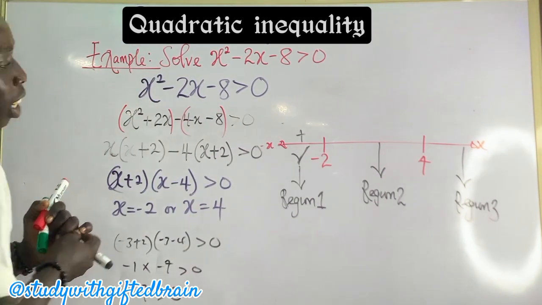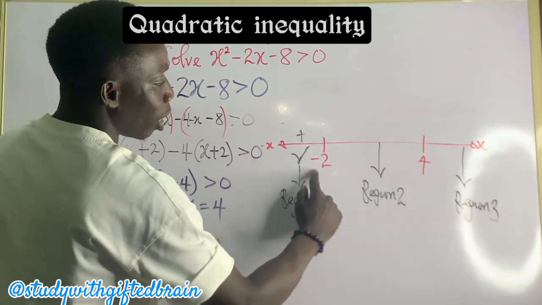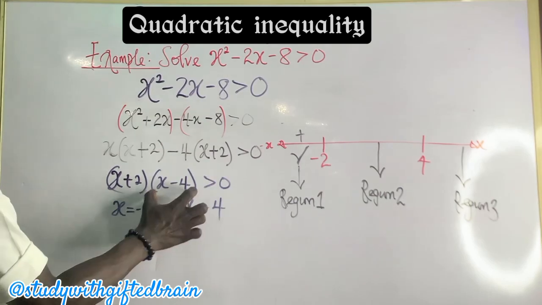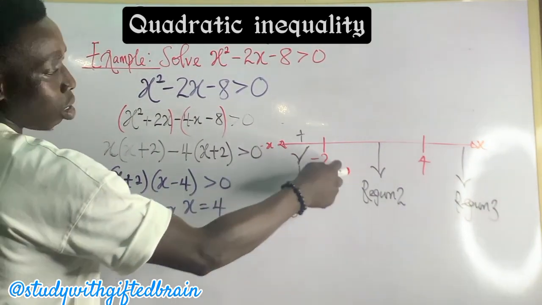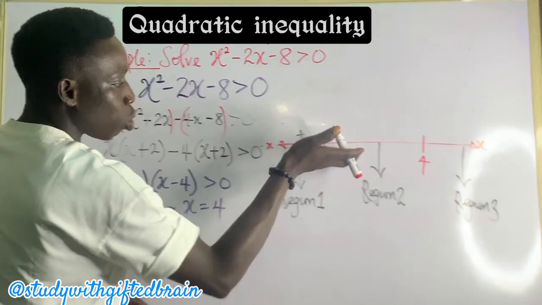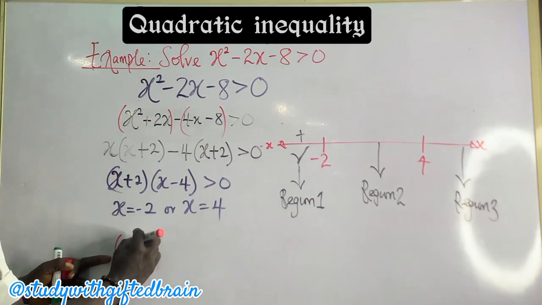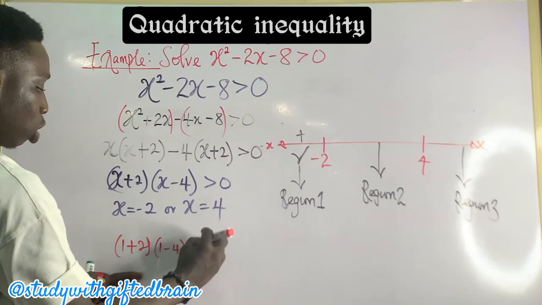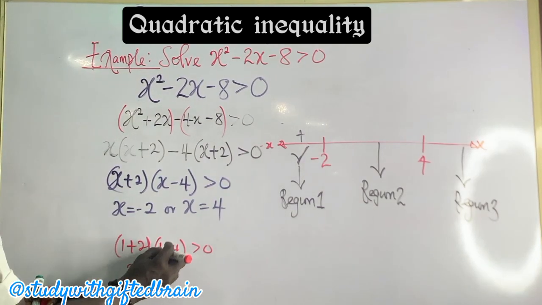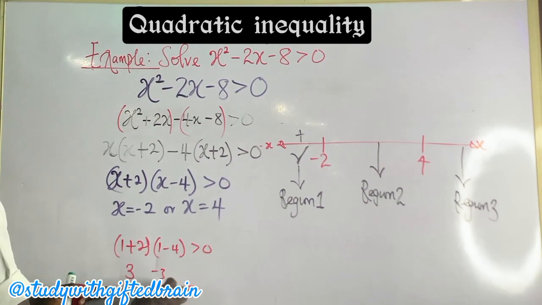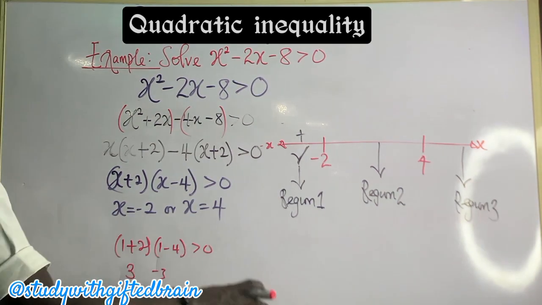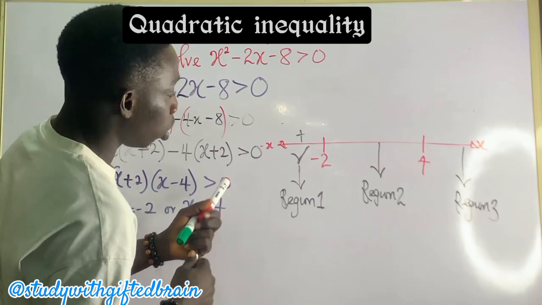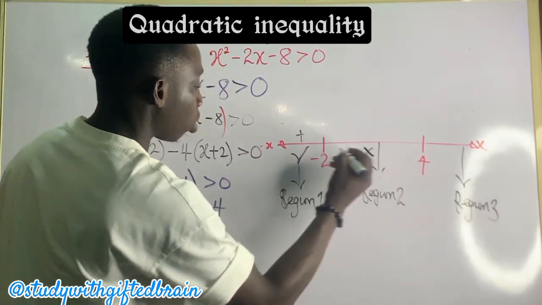Now let's pick a value in the second region, between minus 2 and 4, to test whether it is acceptable. Let's use 1, which falls in between minus 2 and 4. So we have 1 plus 2 into bracket 1 minus 4. Is it going to be greater than 0? 3 times minus 3 will give you minus 9, which is not greater than 0; minus 9 is less than 0. So this region does not satisfy this inequality, and I'm going to cancel it.